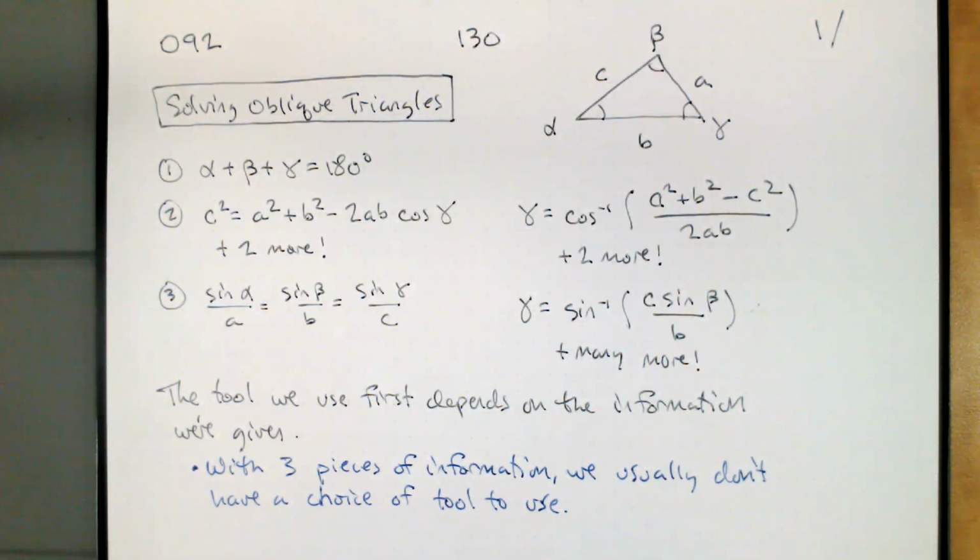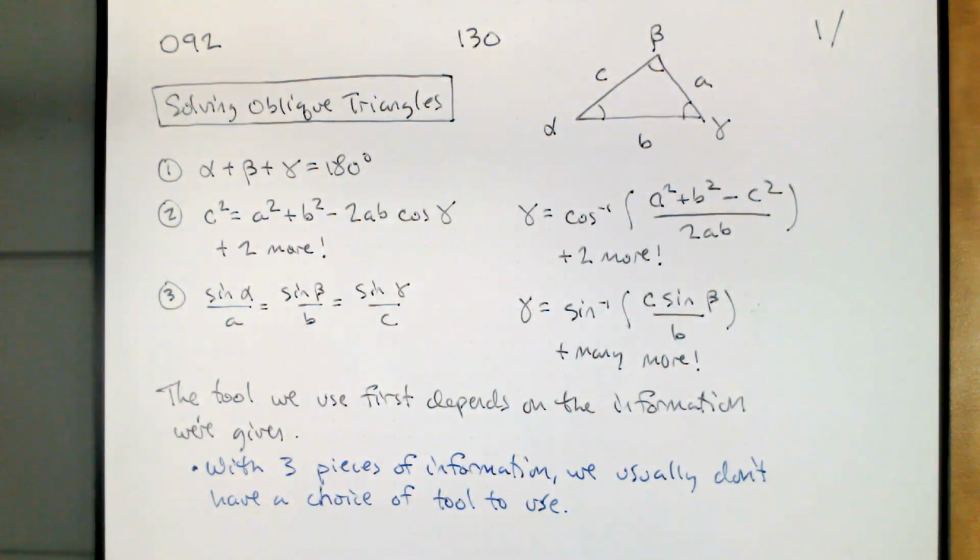Lots of different forms of the law of cosines. Two that we could use for sides, for A and B, and two more for the angles, one for beta and one for alpha. With the law of sines, we have this three-part equation: sine alpha over A equals sine beta over B equals sine gamma over C. We can use this to solve for sides and for angles.